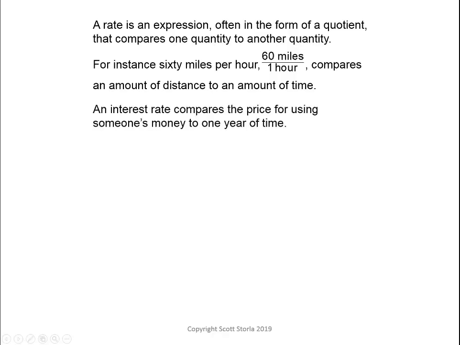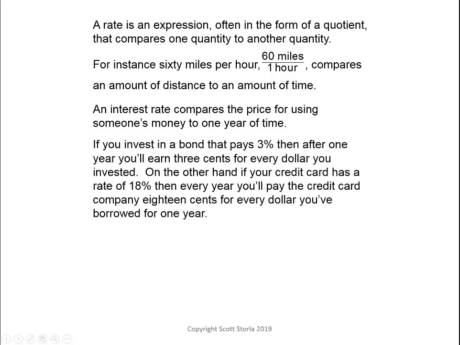Now, the way I think of an interest rate is that it's comparing the price for either using someone else's money or for someone to borrow my money, and we're comparing that to 1 year of time. For instance, if I invest in a bond and it's going to pay 3% every year, then after 1 year, I'll be earning 3 cents for every dollar I've invested. Another way to think of this is that you'll earn $3 for every $100 you invest.